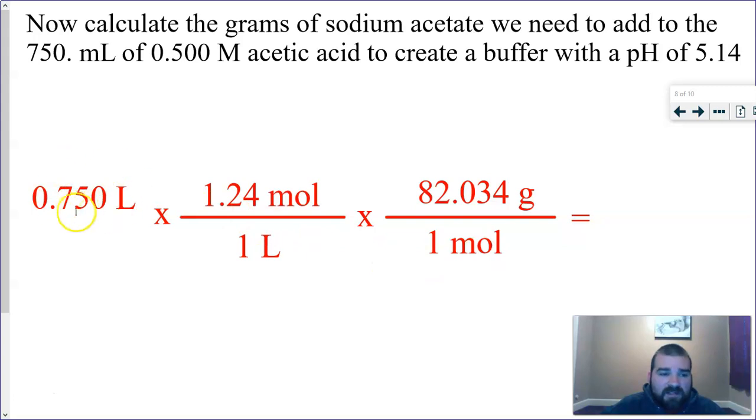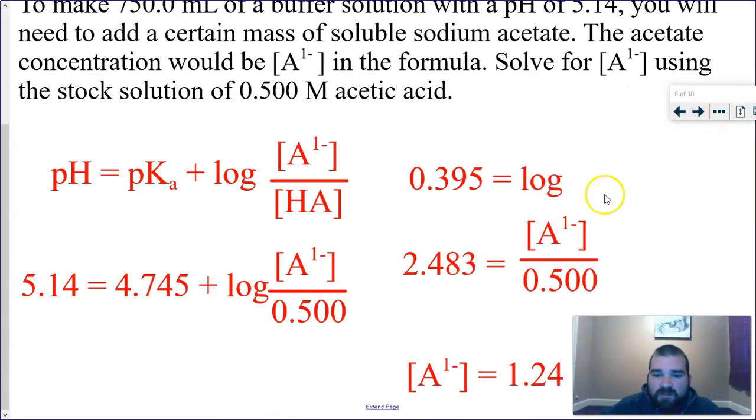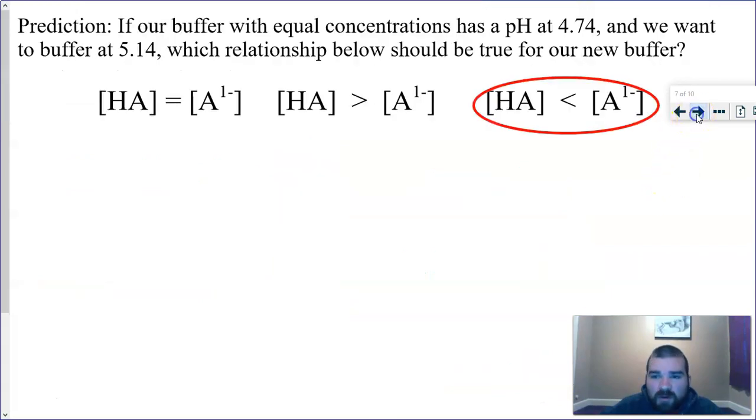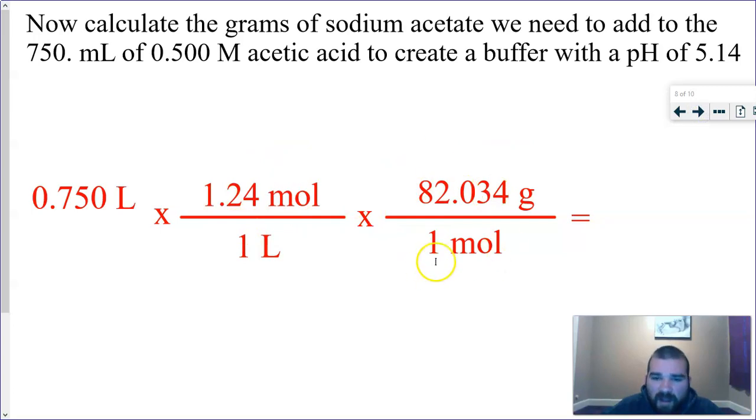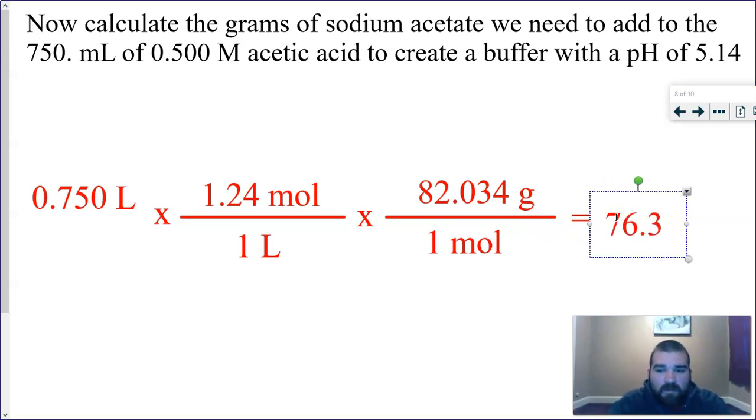And here's our setup. We have 750 milliliters or 0.75 liters of the buffer that we want to produce. We figured out that our molarity of the conjugate base from the Henderson-Hasselbalch equation must be, sorry, 1.24 molar. And we know the molar mass of the salt that contains the conjugate base. So if I punch all this in, 0.75 multiplied by 1.24 multiplied by 82.034, I'm getting 76.3 grams that we need to add, which is quite a bit. And that's 76.3 grams of sodium acetate.